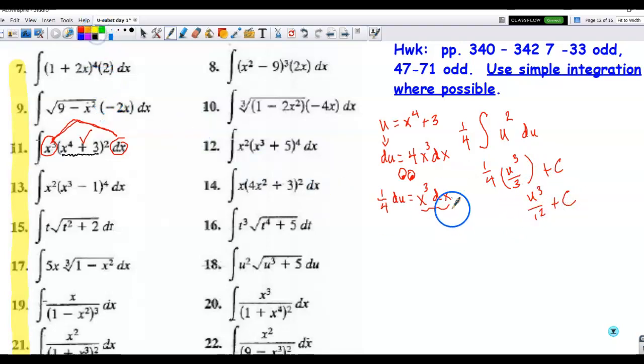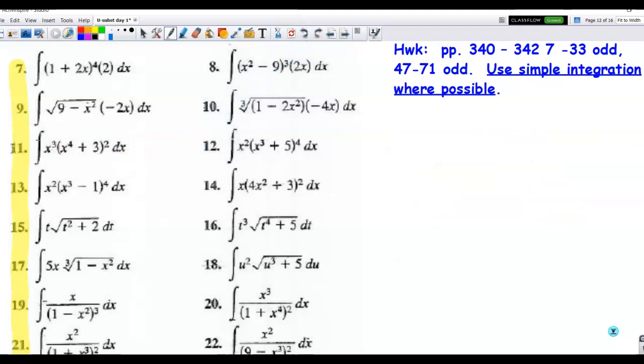I'm going to go back and replace x to the 4th plus 3 in place of u. So I get x to the 4th plus 3, to the 3rd power, over 12 plus c. That's my final answer for number 11.